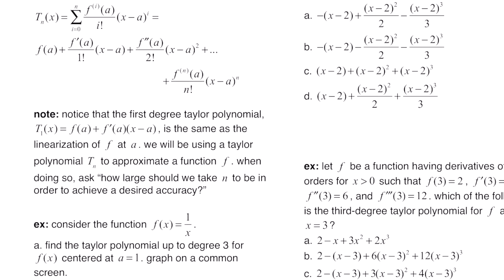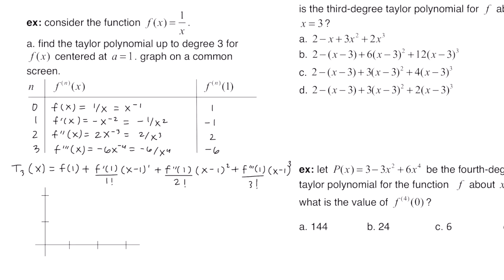So if you were trying to find T sub 0 of x, it would be equal to just f of a. If you wanted T sub 1 of x, you would include this term and this term as well. If you wanted T sub 2 of x, it would include these first 3 terms, and it would stop with this x minus a to the second power. So I wrote out the Taylor polynomial with degree 3.